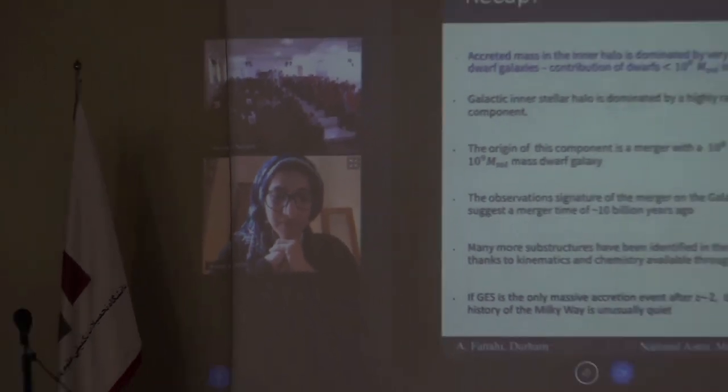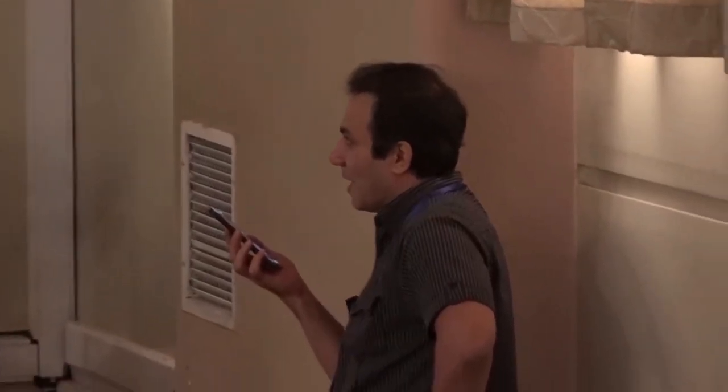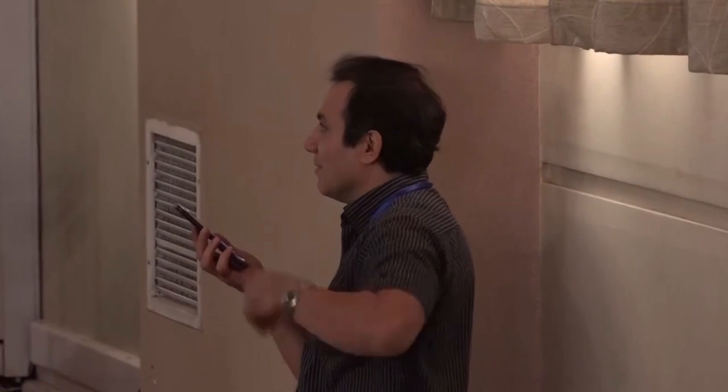Azad, I have a question. There is an idea that some globular clusters in the Milky Way are captured by the Milky Way from dwarf galaxies. What do you think about this process? Is it an efficient process in the Milky Way? How likely is this process?